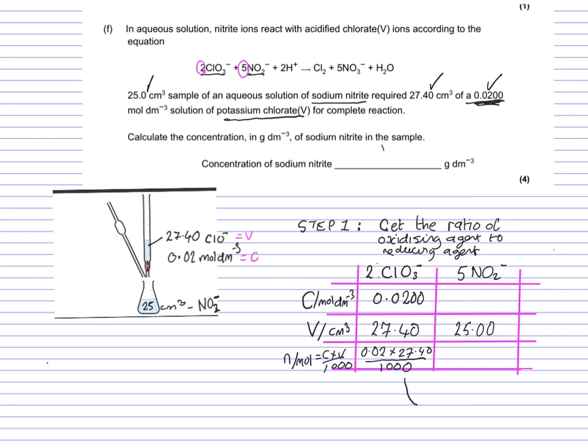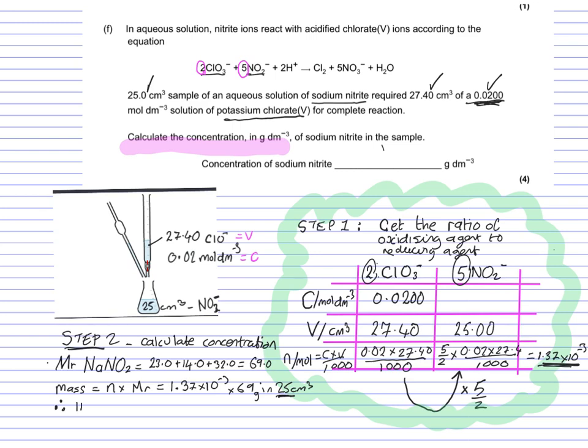Now the next thing is moles transfer, and we know the molar ratio. We know there are 5 moles of nitrite to every 2 moles of chlorate, so there's going to be more of the nitrite than the chlorate. So it's 5/2 times the number of moles. We simply times the moles of the chlorate by 5/2 to get the correct number of moles of nitrite ions.